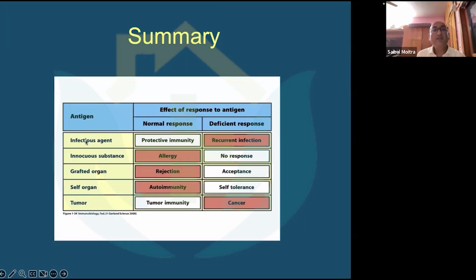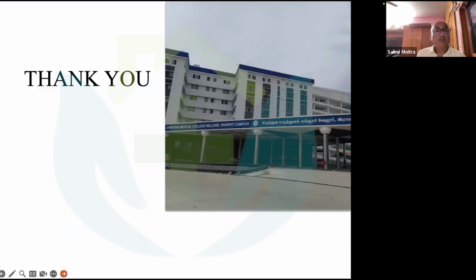If it is an infectious agent, an effective response to the antigen is protective; if it is deficient, we get recurrent infection. If it is an innocuous substance and the body reacts to it, that is allergy; it should not react to it. A deficient response is no response, which is what is needed. For a grafted organ, if the immune system reacts to it, it can be rejected; a deficient response means it is accepted. If it reacts to self organs, it is autoimmunity, and a deficient response is tolerance. For a tumor, a normal response is tumor immunity, but if the response is deficient, tumor cells lead to the formation of cancer. So, thank you very much.